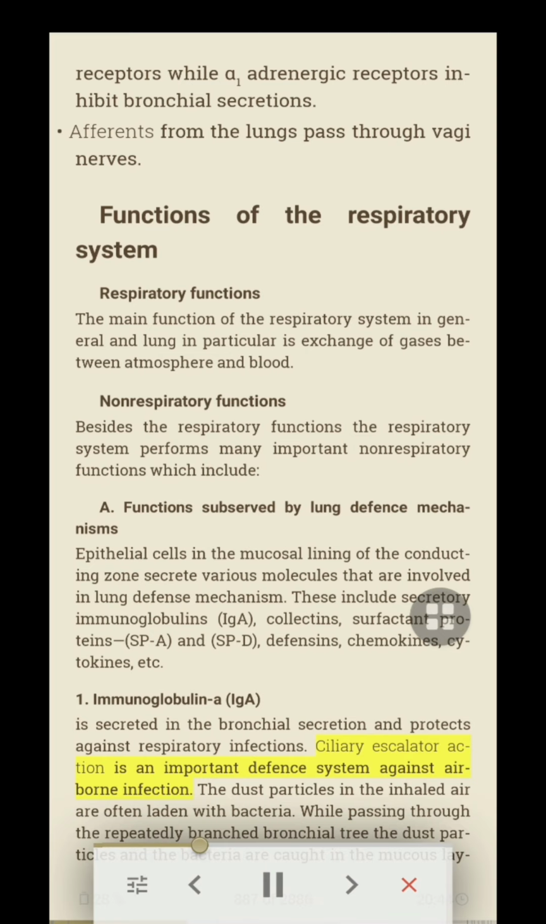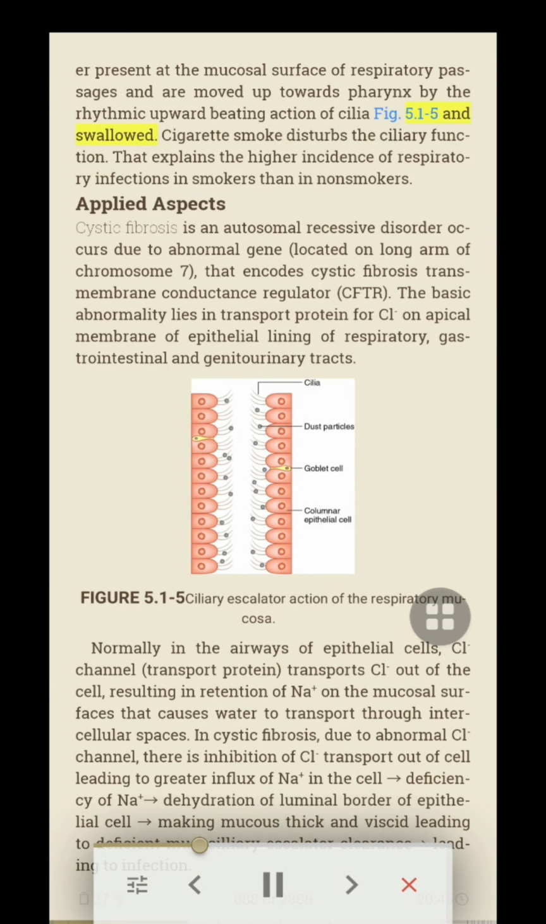Ciliary escalator action is an important defense system against airborne infection. The dust particles in the inhaled air are often laden with bacteria. While passing through the repeatedly branched bronchial tree, the dust particles and the bacteria are caught in the mucus layer present at the mucosal surface of respiratory passages and are moved up towards the pharynx by the rhythmic upward beating action of cilia (Fig. 5.1-5) and swallowed.